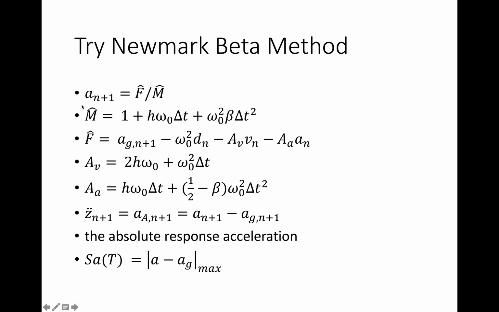How to do this is, again, using the Newmark beta method, at step n plus 1, m hat divided by m hat becomes m divided by m equals 1, and other things look like this. We can get f hat as acceleration without any m here, and we can get a_n and v_n like this. Finally, we can calculate the absolute acceleration at step n plus 1 as the response acceleration a_n+1 minus the input ground motion a_g,n+1.